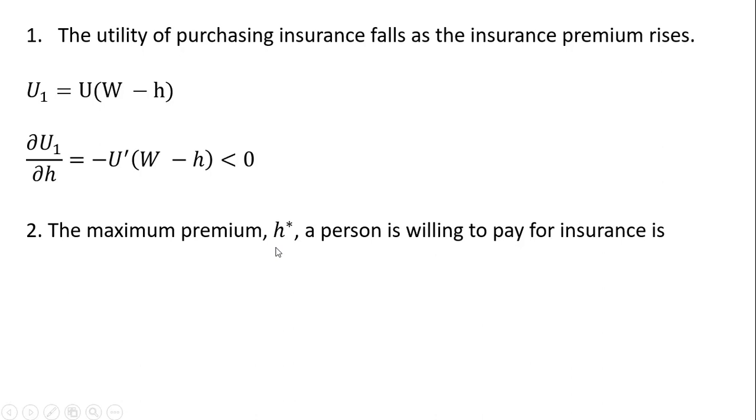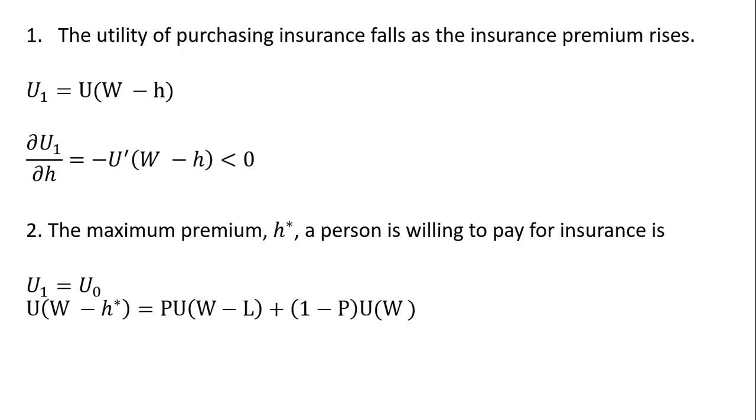Result 2, the maximum premium, H star, a person is willing to pay for insurance is given by the following. That is the utility with insurance. The expected utility with insurance equals the expected utility without insurance. So in other words, we can define H star as the following. The left-hand side again is the expected utility with insurance. And that will just equal your expected utility without insurance at some maximum value for the insurance premium that this person is willing to pay.